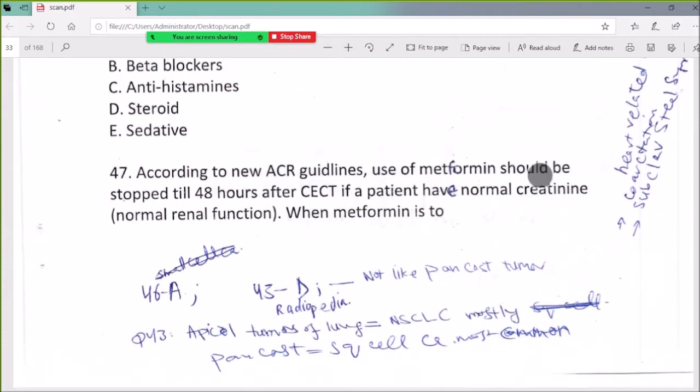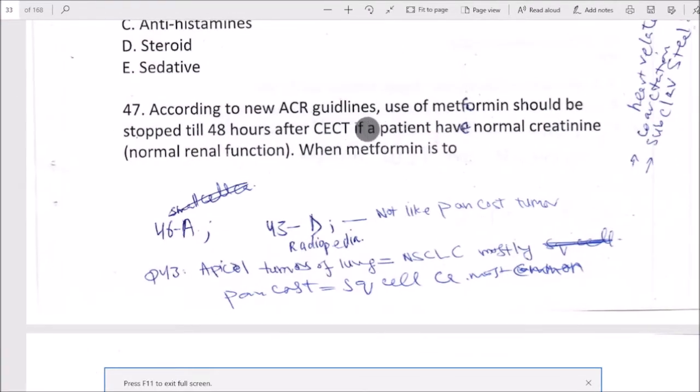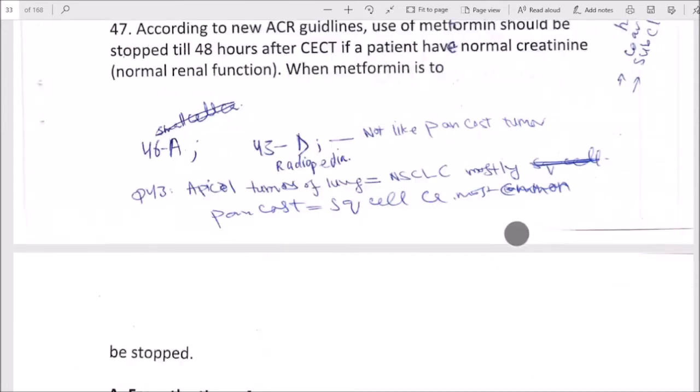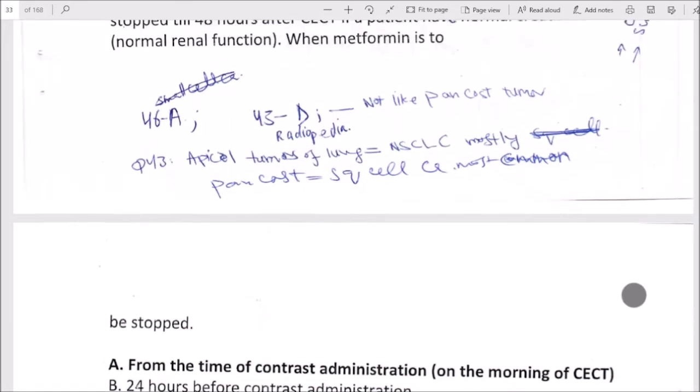Question number 47. According to new ACR guidelines, use of metformin should be stopped till 48 hours after CT in a patient having normal creatinine or renal function. When is metformin to be stopped? From the time of contrast administration to the morning of CT. 47.